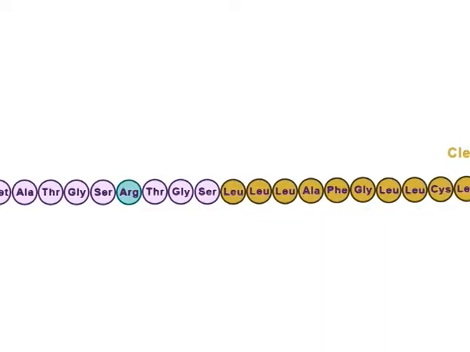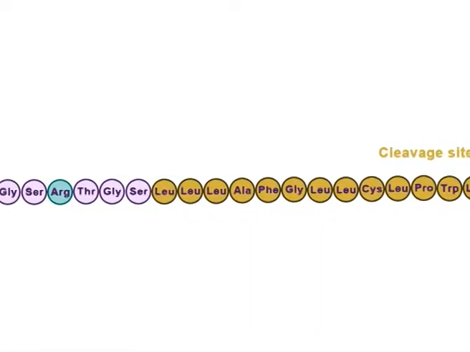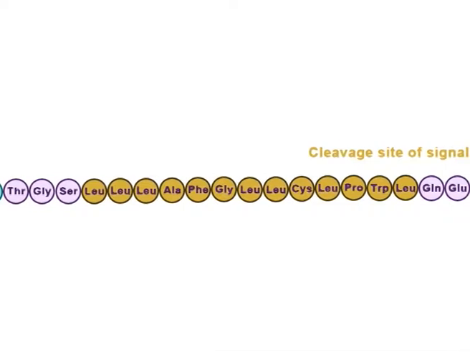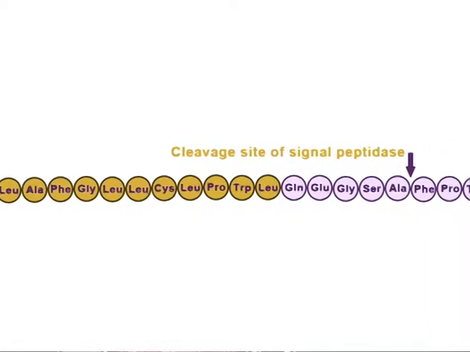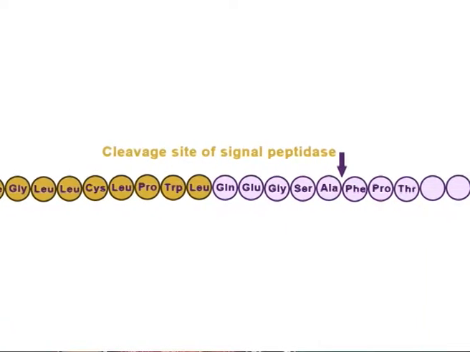Thus, the process of protein synthesis directly drives the transfer of growing polypeptide chains through the Sec61 channel and into the endoplasmic reticulum. As translocation proceeds, the signal sequence is cleaved by signal peptidase and the polypeptide is released into the lumen of the endoplasmic reticulum.